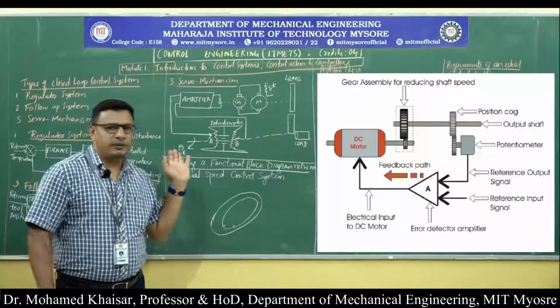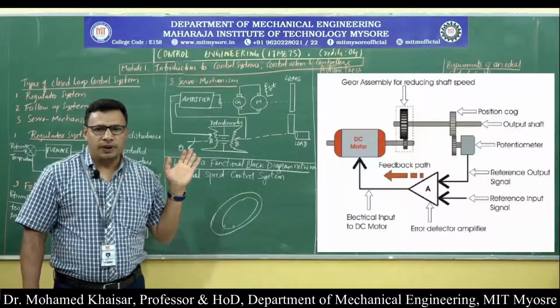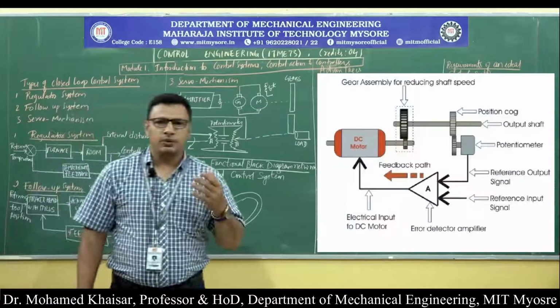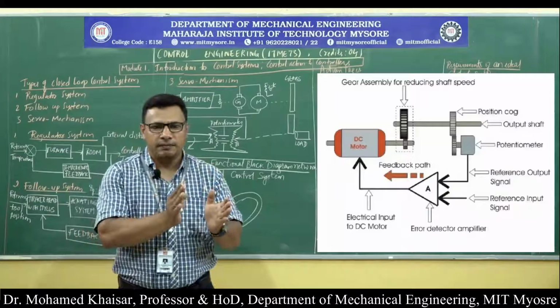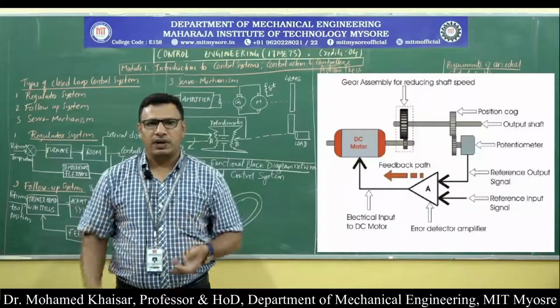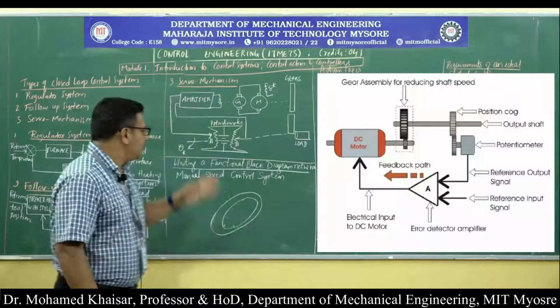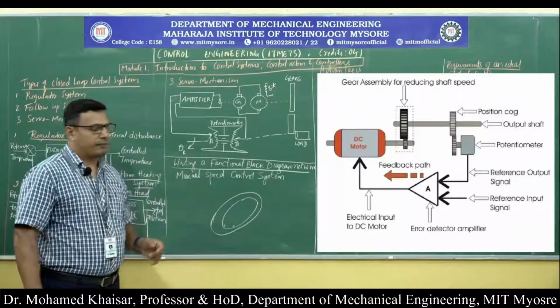So the servo mechanism is a kind of closed loop control system wherein the output from the system, the controlled variable from the system, could be a change in the mechanical position, or it could be velocity, or it could be acceleration. One such illustration has been done over here.